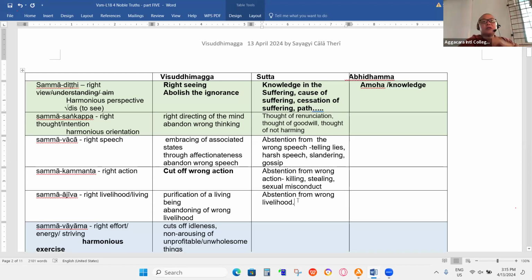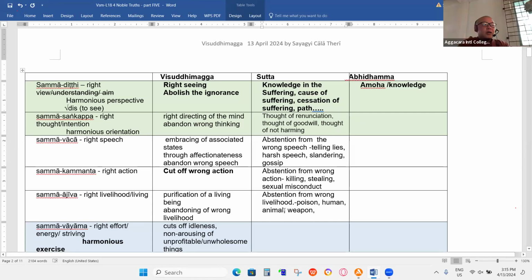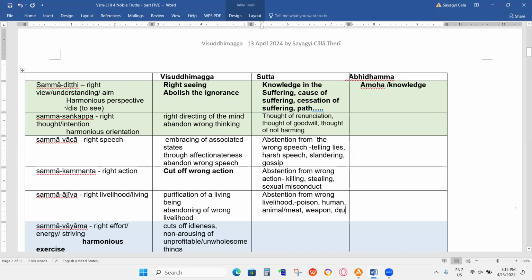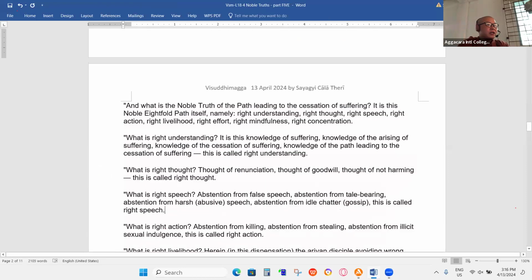Can you remember what is a wrong livelihood? Poisons. Okay, poison. Human trafficking. Animals, slaughtering. Human, animal, and weapons. Weapon. Okay. Flesh. What's that? Meat. Meat, animal. And another one. Drugs. I cannot remember. I think it's drugs. Okay. I also put some notes here because sometimes I cannot remember.